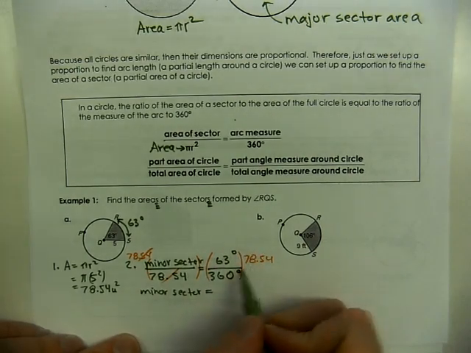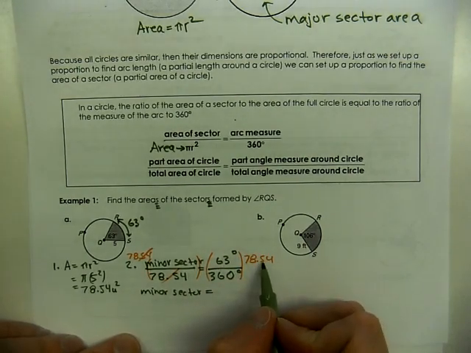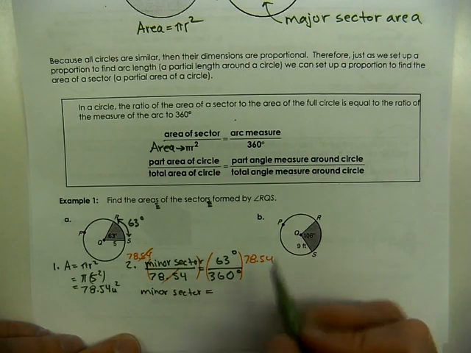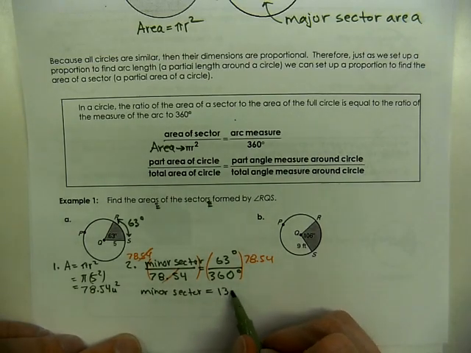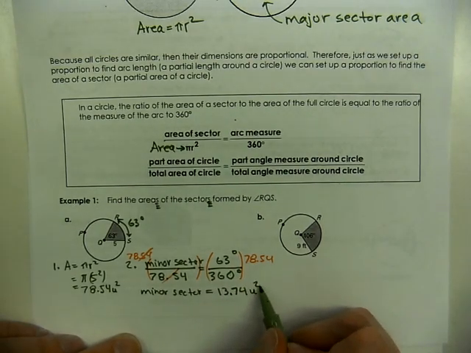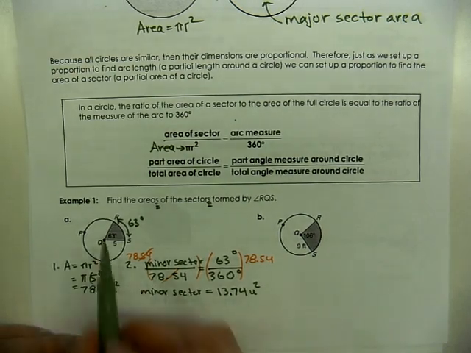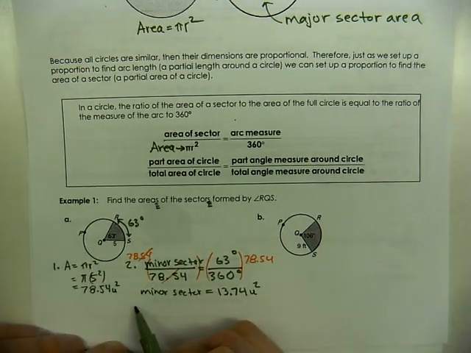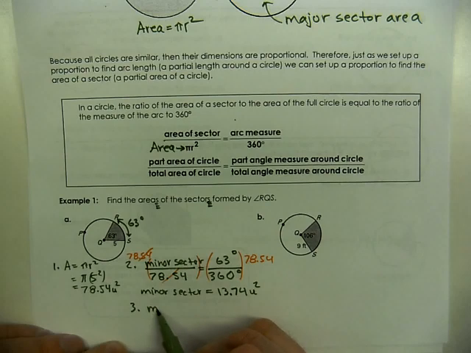And again, we take that to our calculator, we'll go 63 times the 78.54, take that answer and divide it by 360, and this gives us 13.74. Again, whatever those units are, they're square units. That's only the minor sector. So now we have to find the major sector.